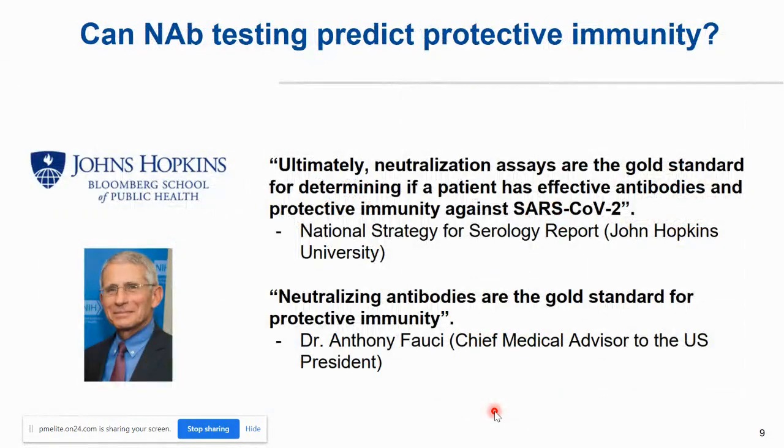Often people will ask, if the FDA says that neutralizing antibodies are so important in the various guidelines, can neutralizing antibody testing predict protective immunity? So we quoted a few stakeholders here, Johns Hopkins, a renowned entity, and Dr. Fauci. Everybody tends to agree that neutralizing antibodies are the gold standard for protective immunity. Of course, we're not arguing that T cells don't play a role, but we need to measure it extensively in a large population, and for T cells it's just not possible to have a standard IVD method that allows that kind of scale.